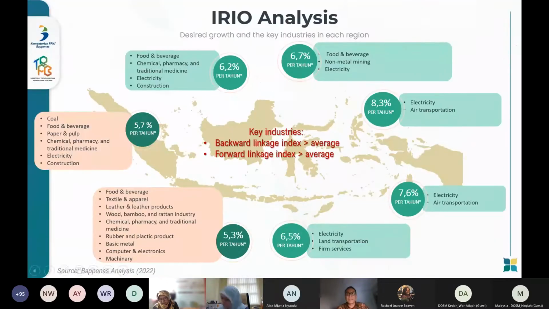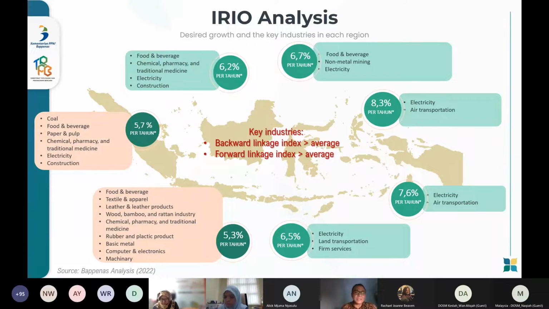And this is the result of our analysis and identification, for example. We can see here the growth target for the next 5 years in each island. Our proposal is that we need to accelerate the growth rate in the eastern part of the country much higher than in the western part, while we need to maintain the performance in the western part, Sumatra and Java, which is now the home to the manufacturing sector.